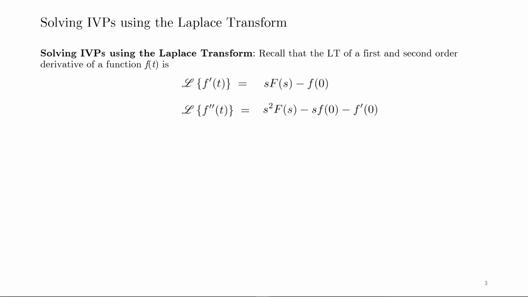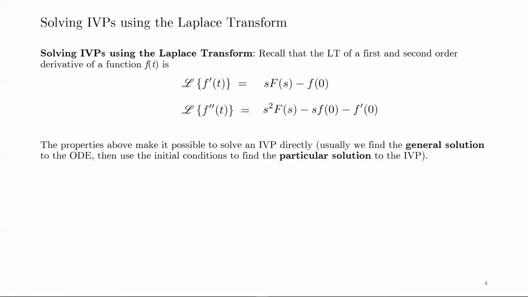So just recall a couple of properties of the Laplace transform from an earlier class. The Laplace transform of the first derivative of a function f of t is equal to s times the Laplace transform of f minus, this is sort of like the initial condition, right? When t is equal to 0, what does the lowercase f equal? And then there's a similar form for the second derivative of f. Okay, so we can take the Laplace transform of f itself or its derivatives. So these properties make it possible to solve an initial value problem directly.